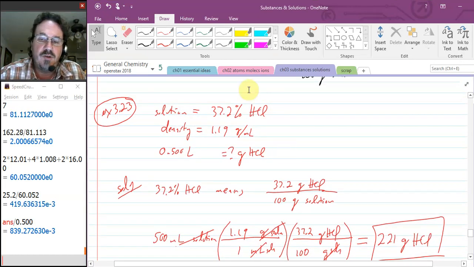The solution is 37.2%. Hey, I know right away I'm going to have to interpret that. Density is 1.19 grams per milliliter. Oh, cool. I can use that to convert between grams of the solution and milliliters of the solution. Probably is going to be useful. And the total volume is 0.5 liters. They're going to ask me how many grams of the solute, how many grams of the HCl.